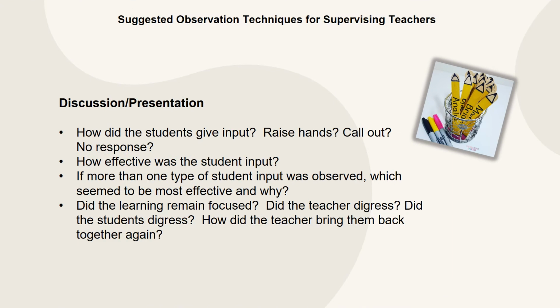Suggested observation techniques for supervising teachers during discussion presentation. How did the students give input? Raise hands, call out, no response? How effective was the student input? If more than one type of student input was observed, which seemed to be most effective and why? Did the learning remain focused? Did the teacher digress? Did the students digress? How did the teacher bring them back together again?